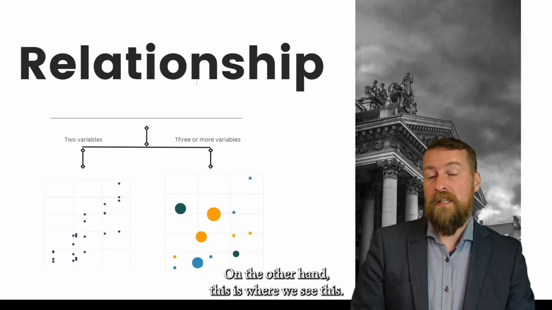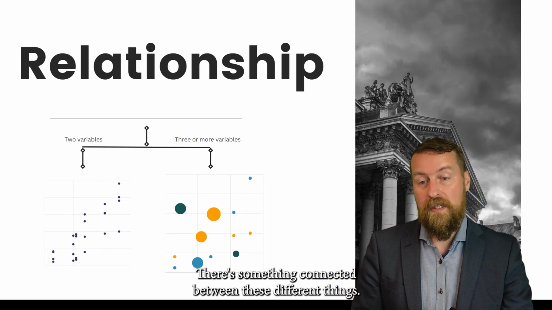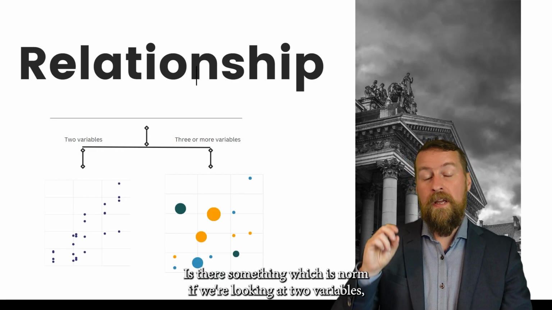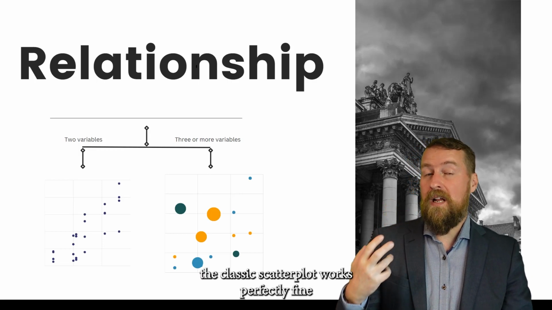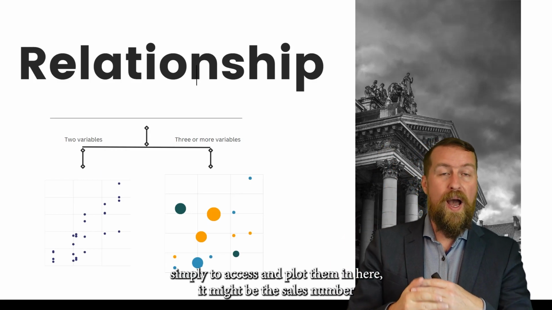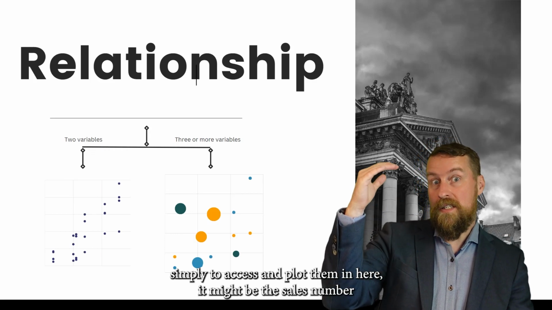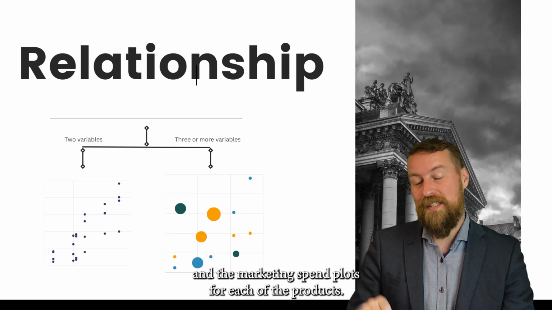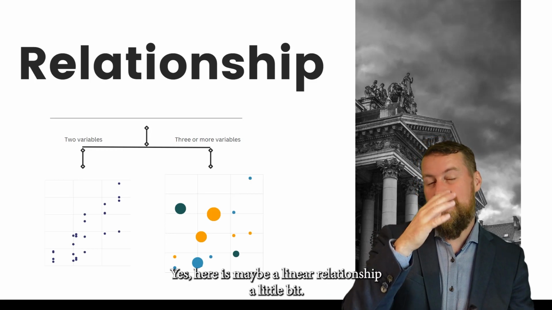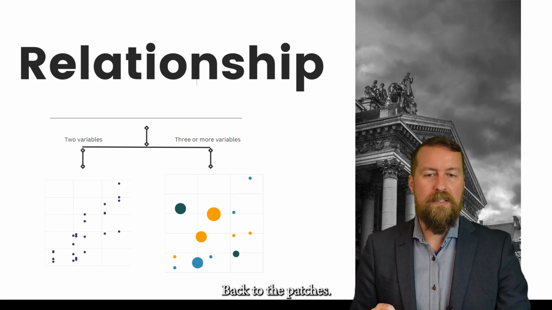Relationships, on the other hand, this is where we see, is there something connected between these different things? Is there maybe an outlier? Is there something which is the norm? If we're looking at 2 variables, the classic scatter plot works perfectly fine. Simply 2 axes and plot them in here. It might be the sales number and the marketing spend plotted for each of the products. We have it up there, we can see, yes, there is maybe a linear relationship, but I'll get a little bit back to the patterns.